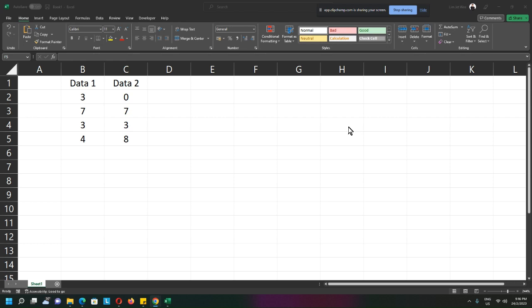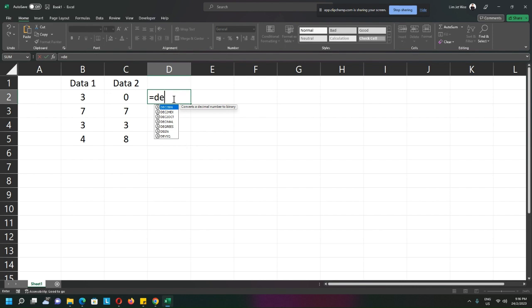Okay, I have my spreadsheet here, and I have some data over here, just numerical data. So what I'm going to do now is use a function called delta. Of course, I will type delta. You can see the delta function here tests whether two numbers are equal or not.